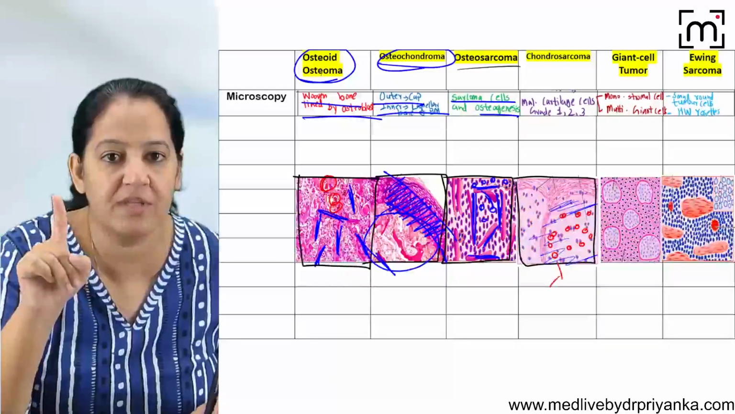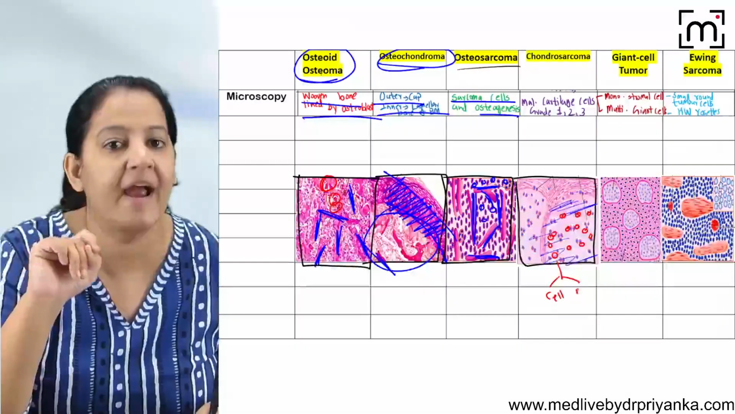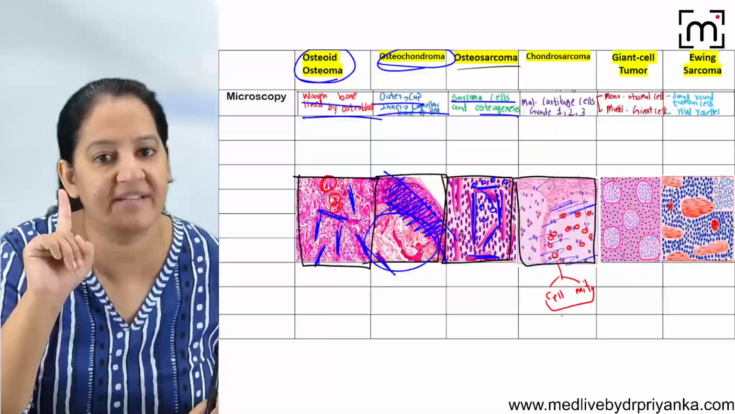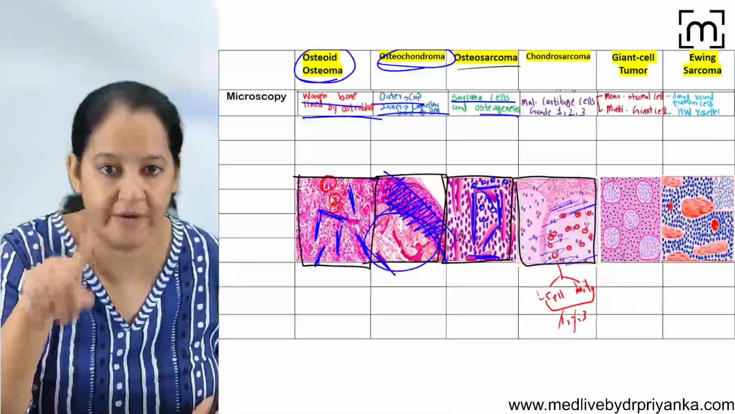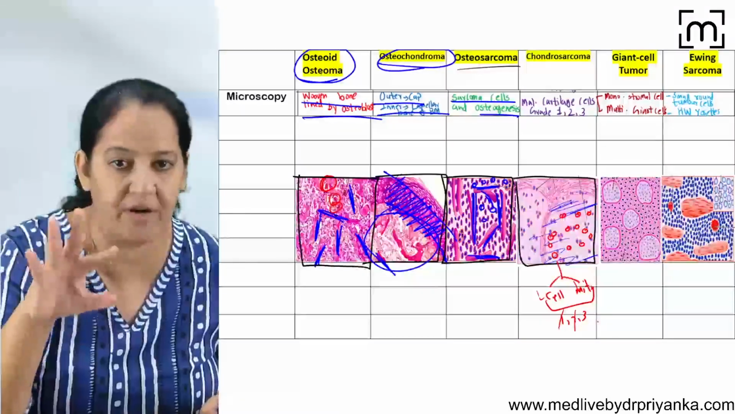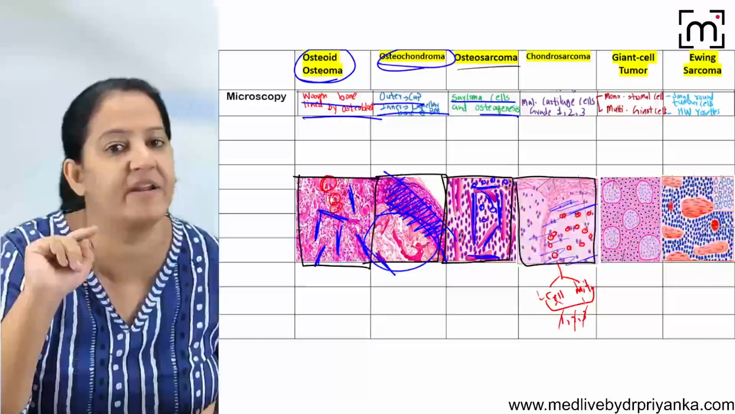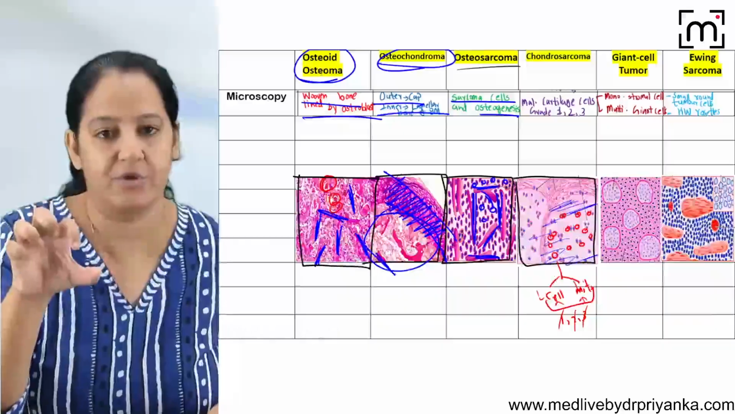Now we have to see two things in these cells, their cellularity and their mitosis. And based on which we divide, is it grade 1, grade 2, grade 3. Grade 1 have less cellularity, less mitosis. Grade 2 have borderline cellularity, borderline mitosis, and grade 3 have high cellularity and high mitosis. It's a cartilaginous tumor. Okay.